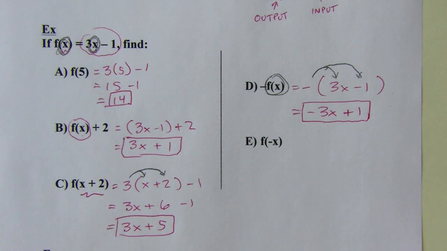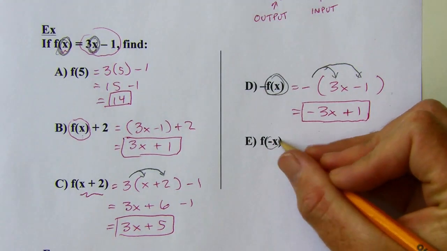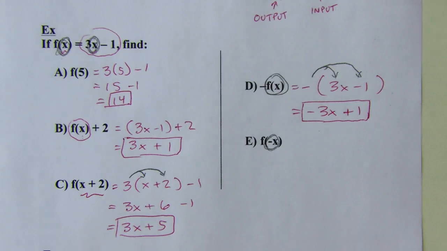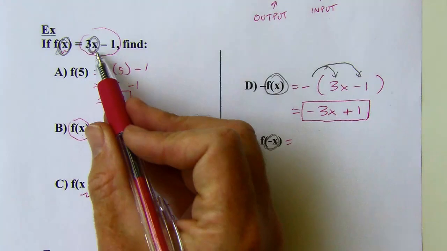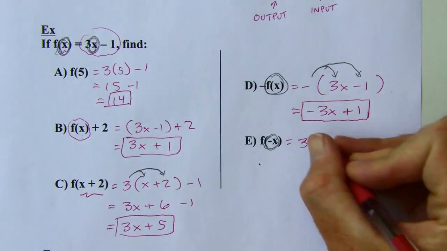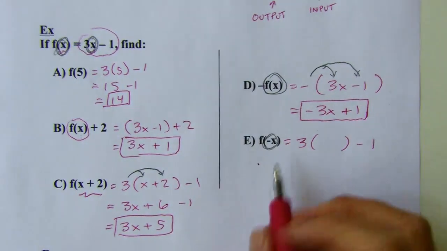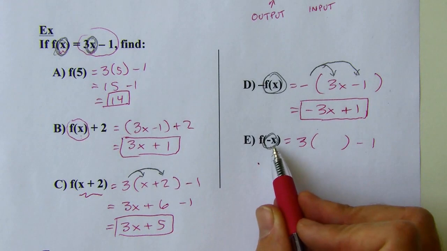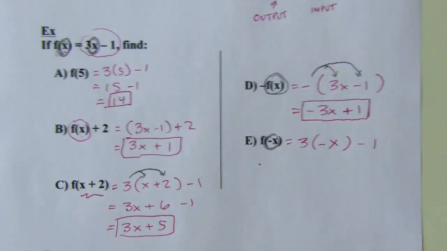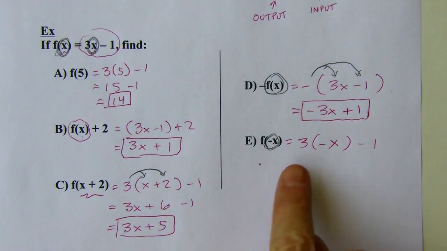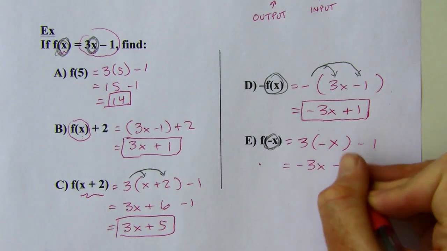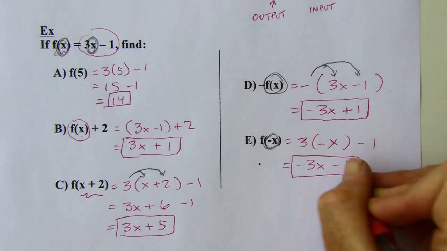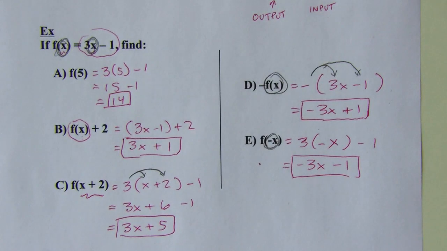All right. And then this last part, now I'm going to change the input. Instead of f of x, I've got f of negative x. So again, I'm going to the original equation. I'm thinking it's 3 times something minus 1. 3 times something minus 1. But my something here is not positive x, it's negative x. Okay? And then I'm going to simplify this. 3 times negative x would be negative 3x. Okay? So that's a little on function notation, how to use function notation.